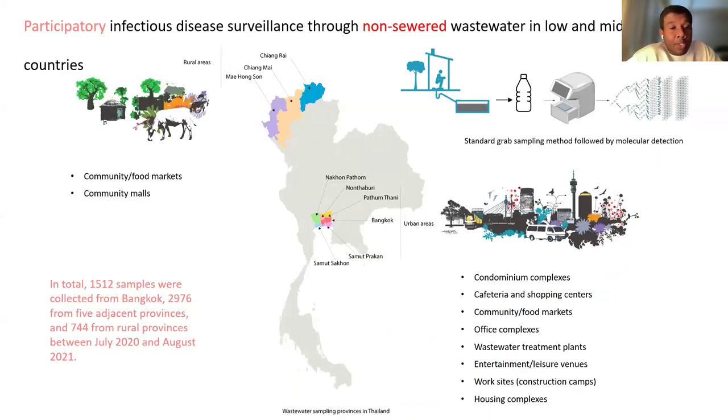Moving on, we had done a large-scale study on that, and this work has already been published. This is a pilot study we did since the beginning of the COVID pandemic in Thailand, covering suburban areas as well as rural areas, segmented to condominium complexes, cafeterias, community and food markets, offices, entertainment venues, work sites, and housing complexes. They are all non-sewer wastewater settings. We also have a wastewater treatment plant to see the differences. We used the standard grab sampling method, followed by molecular detection, as everybody uses.